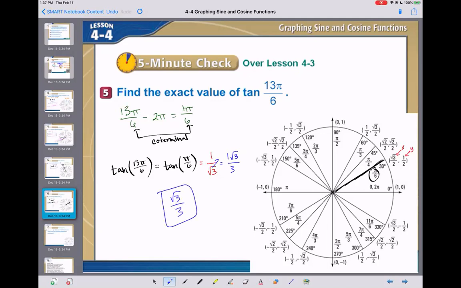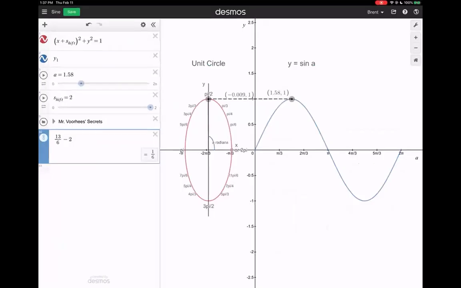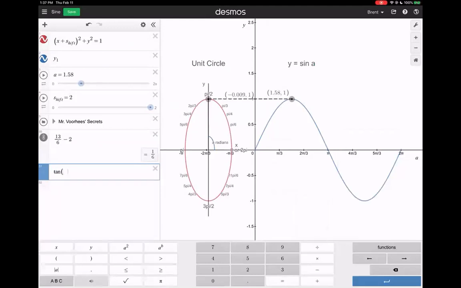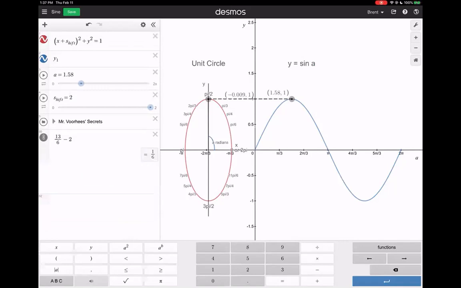By the way, all these values I've done so far, you could check with Desmos, but Desmos won't give you a square root. So you could type in here and go to functions, tangent 13 pi divided by 6. Let me make sure I'm in radians. I am, good. I checked it by hitting that wrench in the top right hand corner. And then we could check our answer, square root 3 divided by 3. Since the decimals match, we did it correctly. Okay, so that's just a check.